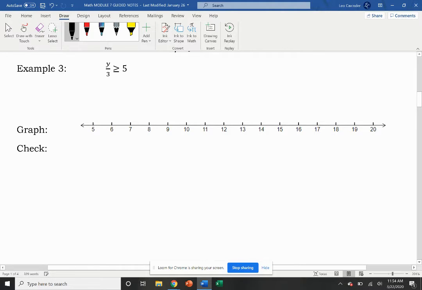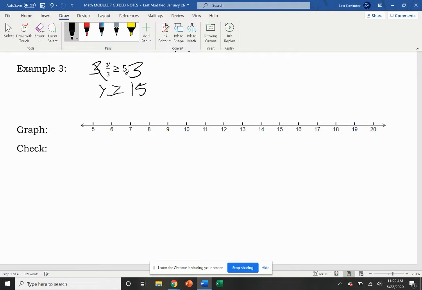Example 3, y divided by 3 is greater than or equal to 5. Now, this is a fraction. I know it's so scary, but don't worry, we'll get through it. Now, we're going to times both sides by 3 because there's a variable. We aren't going to times it by its variable itself. So that cancels out, which gives us y is greater than or equal to 5 times 3, which is 15.